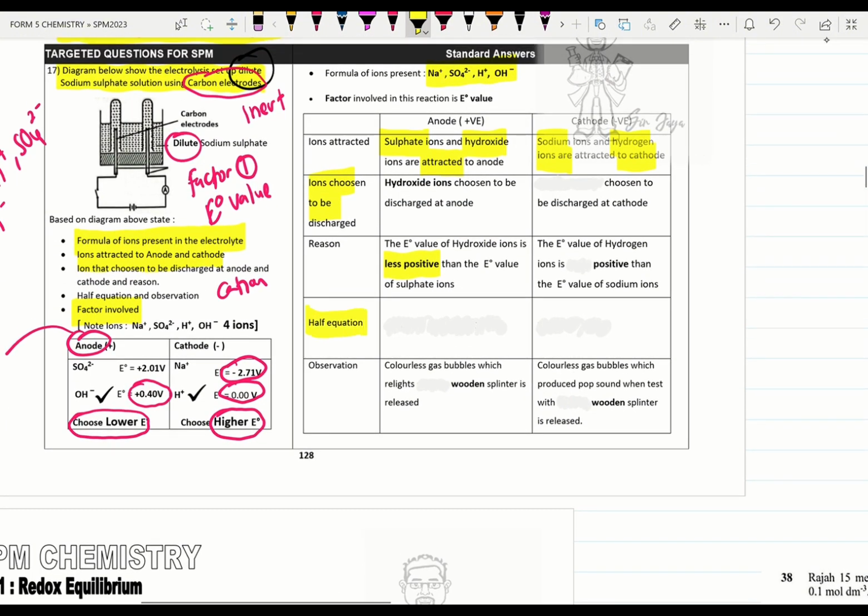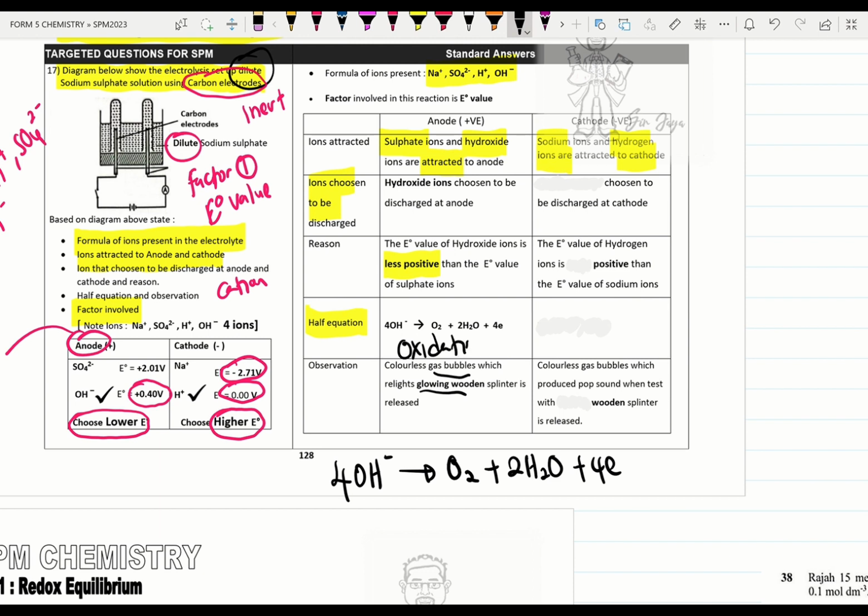How to do the half equation? So we remember 4 orang utan makan 2 biji orange, minum 2 gelas air, and 4 apple. So we try to do like this. Observation that occurs at anode will be what? The colorless gas bubbles which relight glowing wooden splinter is released. Please remember the name of the process occurring at anode is oxidation.